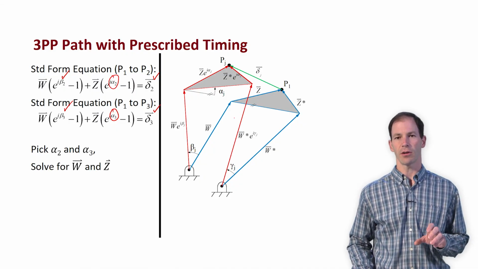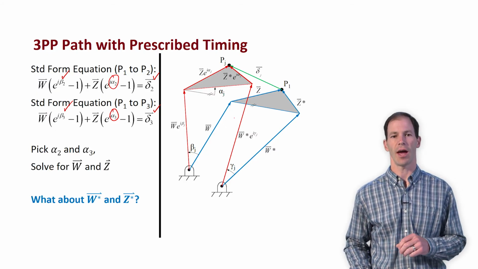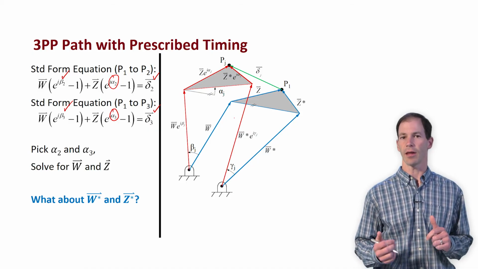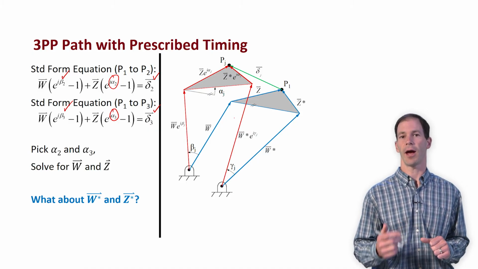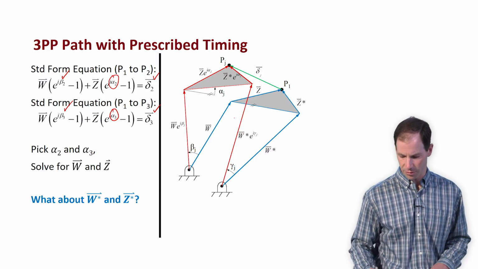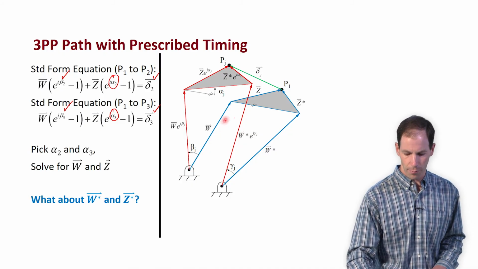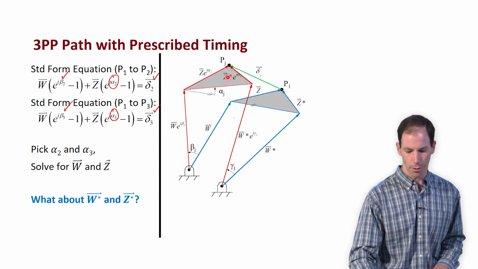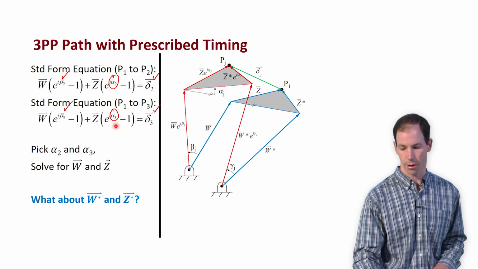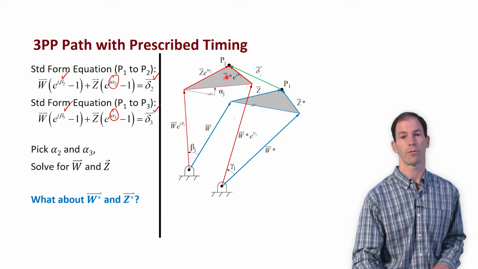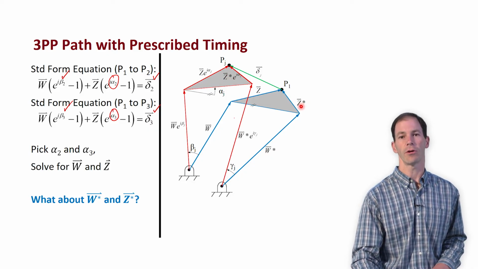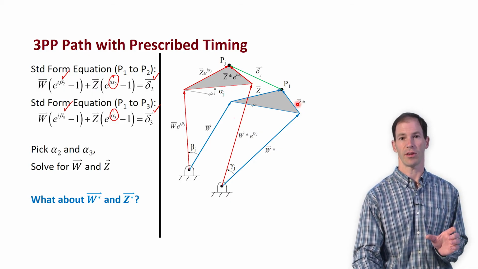Now, one typical thing to struggle with is, how do I synthesize the other half of my mechanism? What about the W star and the Z star? Do I solve those the same way? The answer is no. You do not solve them as though they were a path with prescribed timing. Think about what we just did here. We solved for W and Z, and because we've done that, we have some rotation of my coupler, which we happen to pick because we picked α2 and α3. I have that rotation of my coupler that goes from the first to the second position and the first to the third. But now this Z star vector is going to have to rotate by the same amount as I go from first to second and first to third if it's going to be part of that same coupler.